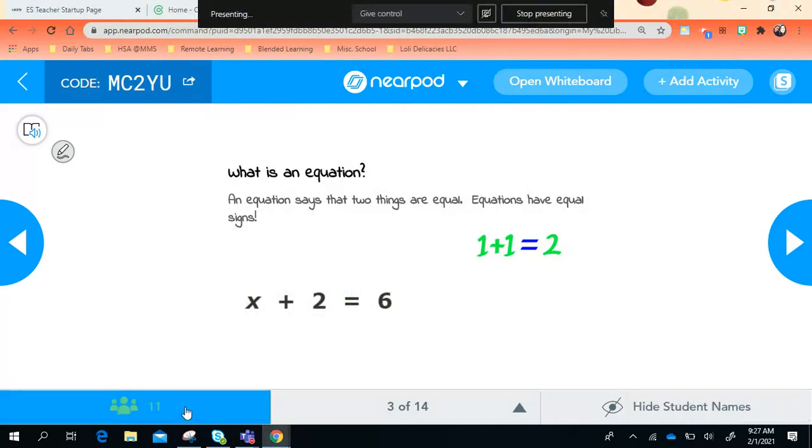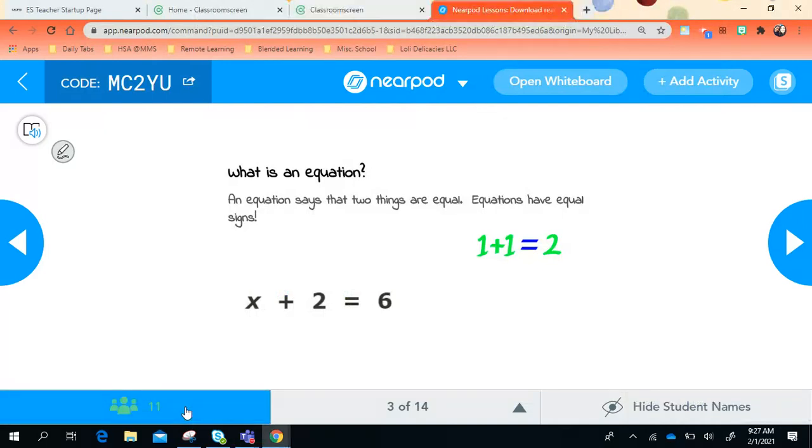What is an equation? An equation says that two things are equal. Equations have equal sides. So up until now, we've been working with expressions. Expressions do not have equal signs. Equations do. So that's that big difference between equations and expressions. So an equation says two things are equal. So 1 plus 1 equals 2. That's an equation. X plus 2 equals 6. That is also an equation.